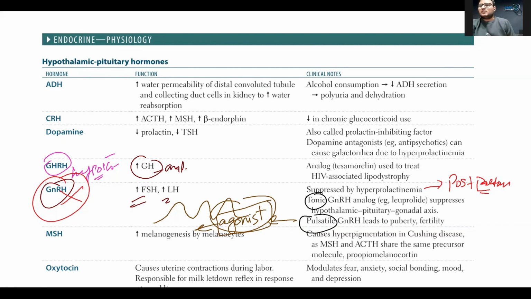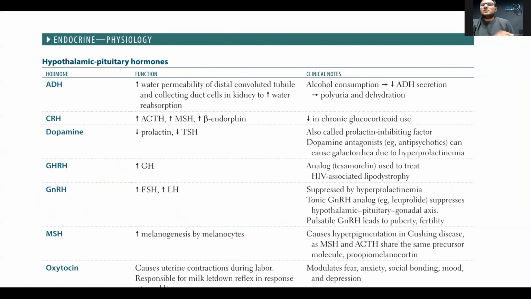We'll study the reproductive section. Leuprolide acts on the hypothalamus. It prevents gonadotropin releasing hormone. Next is MSH, melanocyte stimulating hormone. Melanocyte stimulating hormone increases melanogenesis, the production of pigmentation by melanocytes. It causes hyperpigmentation in Cushing disease, because MSH and ACTH share the same precursor molecule, which is pro-opiomelanocortin. I have told you already this concept.